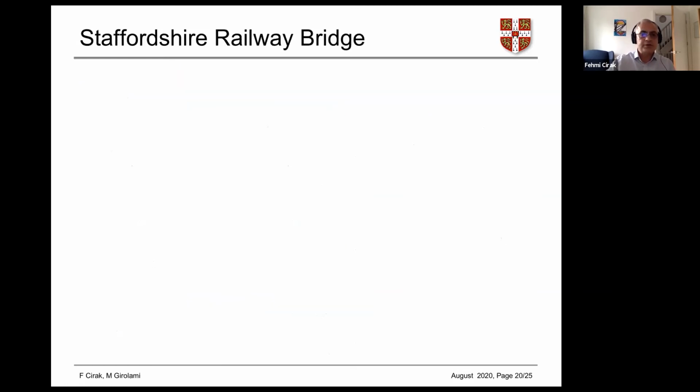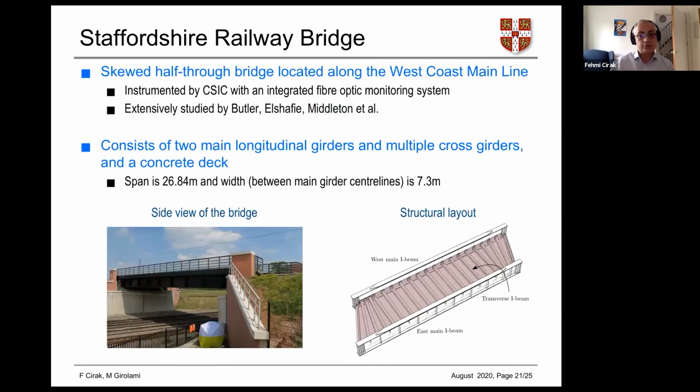So now maybe something more relevant for practical engineers. I mean, obviously, the previous example was important to make sure that everything is converging as intended, that things are consistent. But this is also important for practical engineering applications. So this is a Staffordshire railway bridge.